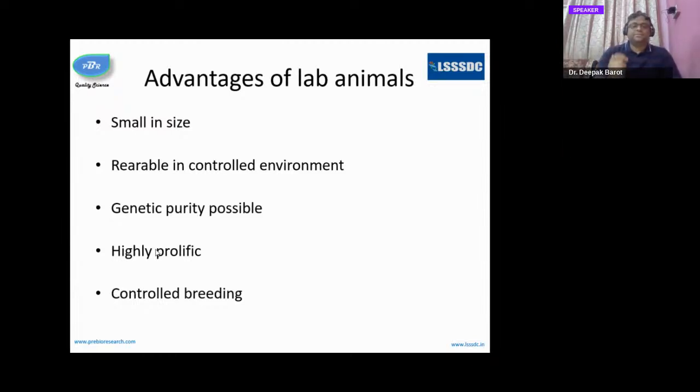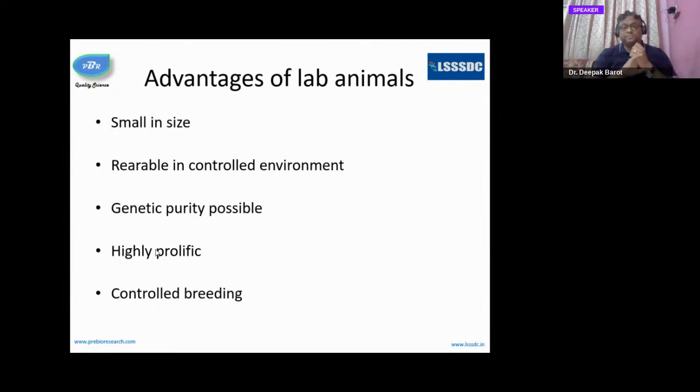As I said, the size is small. The lab animals, rats, mice, rabbits, all of them are small in size, so they're easy to handle, right? You can have a controlled environmental condition. As I already mentioned, you can keep temperature, relative humidity, noise level, light intensity, everything within a controlled environmental condition, and you can rear these animals. So that is another advantage.